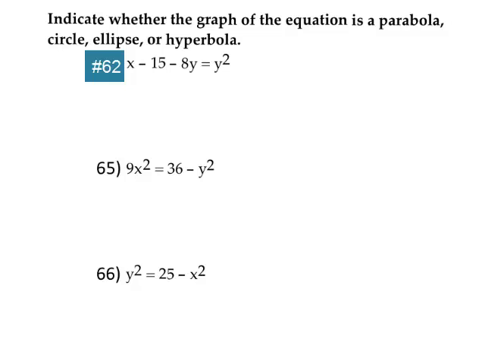Alright, we've got like 4 problems here that ask us to indicate whether the equation is a parabola, a circle, an ellipse, or a hyperbola. So 64 we know is a parabola because it only has one squared term. So it has to be a parabola.